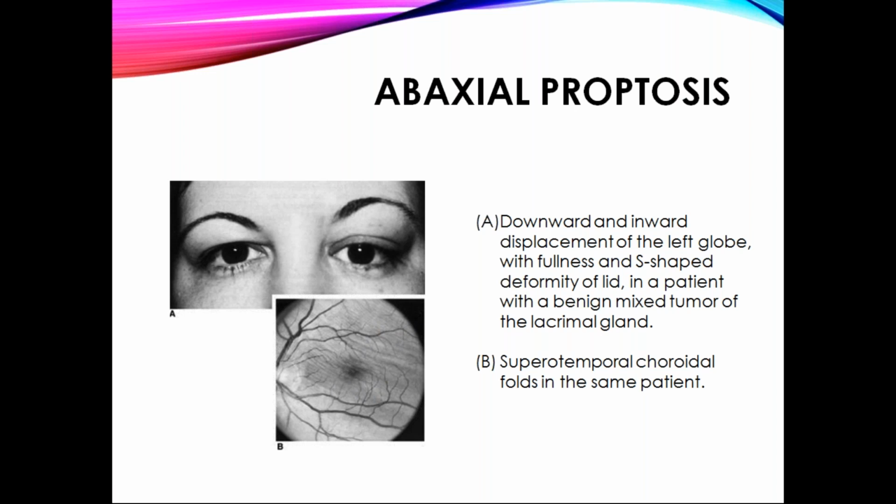Whenever there is an axial proptosis, the tumor is present in the intraconal space, and when there is an abaxial proptosis, the tumor is either superotemporal, superonasal, whichever direction it is, it pushes the eyeball in exactly the opposite direction, 180 degrees to it.